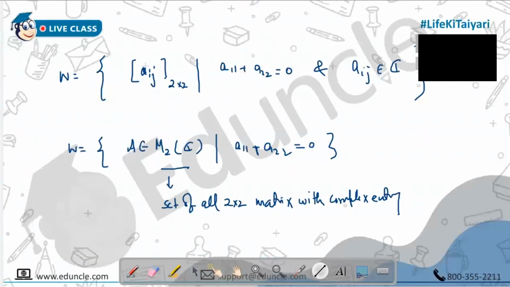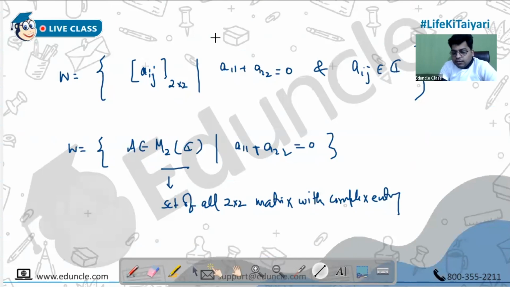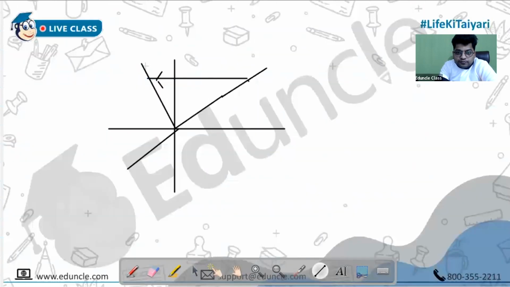Actually, this set has a subset in which the condition is given that A12 plus the conjugate of A21 is 0. Then is it still a vector space? Check. Whatever property you want to take, you have to prove that A alpha plus B beta belongs to the set.